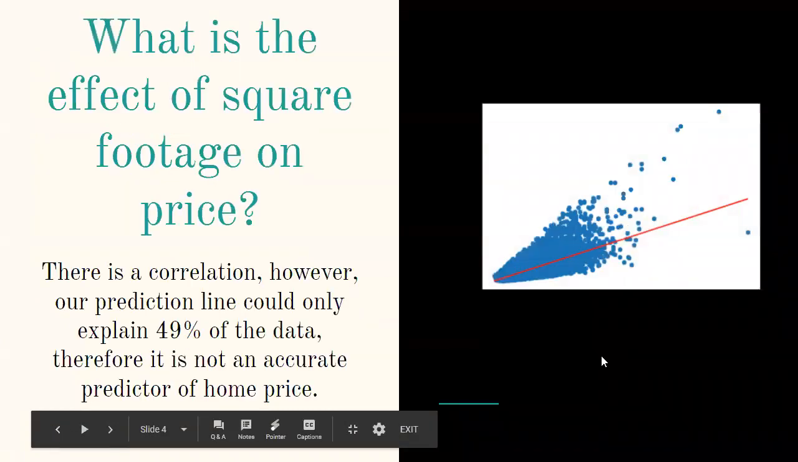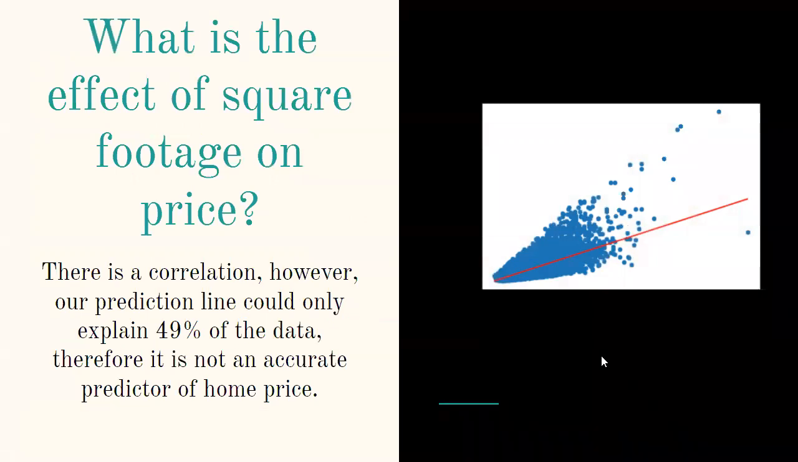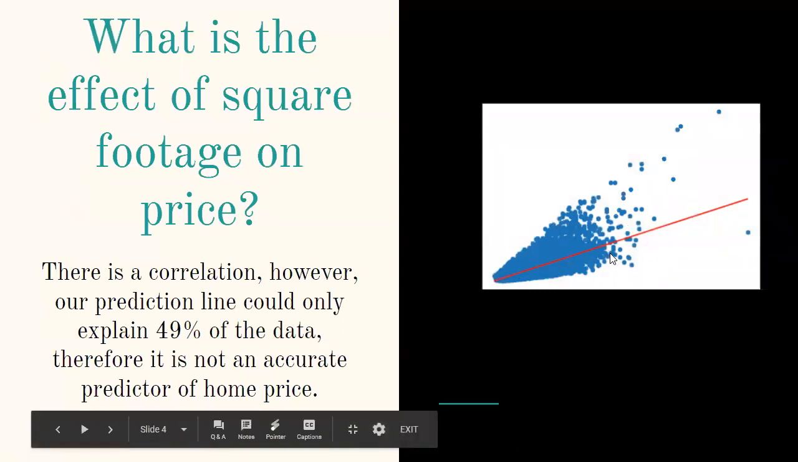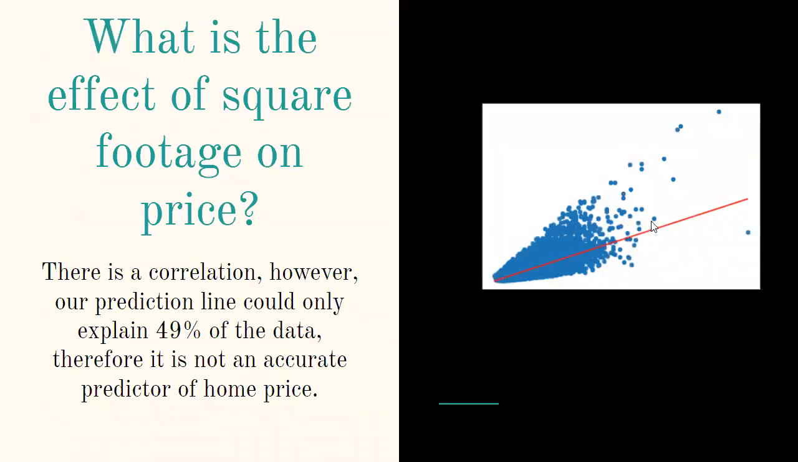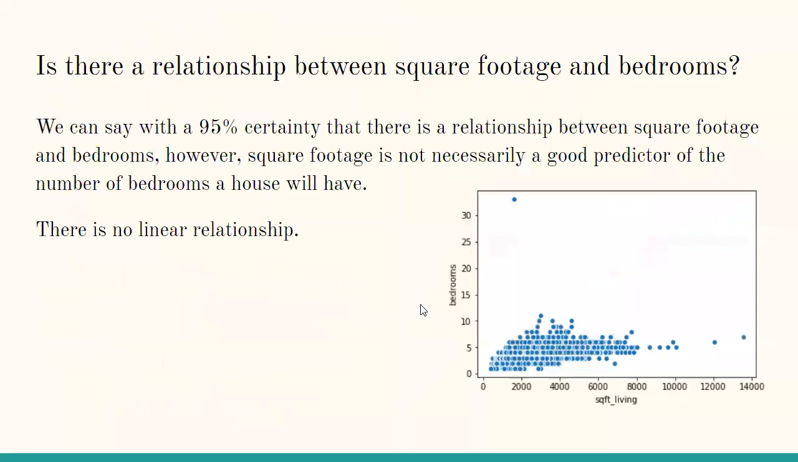So a couple questions that I started asking about the data. I wanted to see if there was an effect of square footage on price. So the way that I did this is I went ahead and came up with a prediction line. And there is a correlation. You can see in this graph here that it seems to be a linear relationship until we put this prediction line on it. The line can only explain 49% of the data, and therefore it's not an accurate predictor. There's a correlation, but it doesn't predict it.